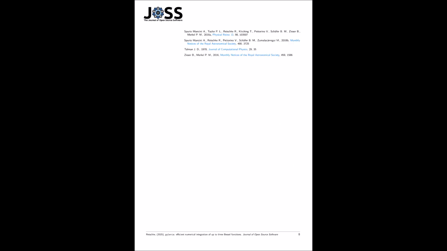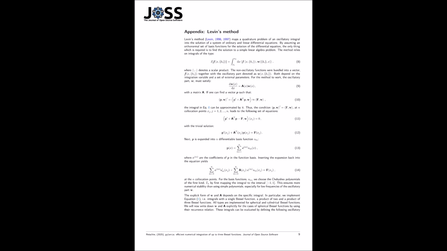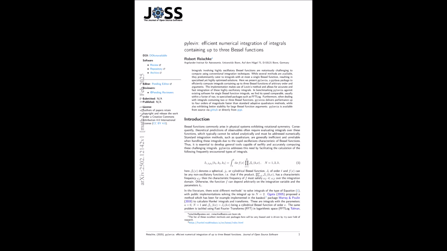Now, once we have this decomposition of P(x), we can plug it back into the equation we had before and do some mathematical magic. This leads us to equation 14, which is the heart of Levin's method. It's a lot of symbols, but what does it mean?